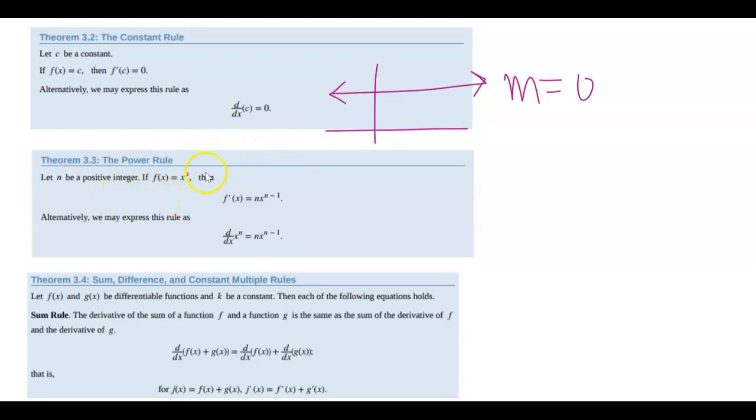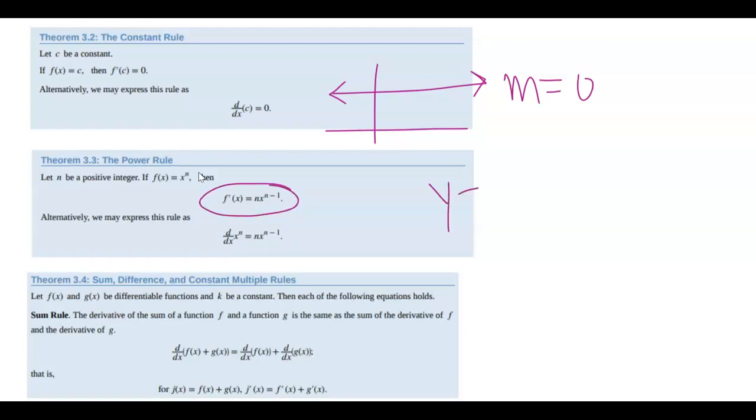If you have a polynomial, then we are going to use what we call the power rule. And you can also use this rule for power functions. Anytime n is a positive integer, then we are going to have a polynomial in that case. You can take the power, bring it down, and then subtract 1.